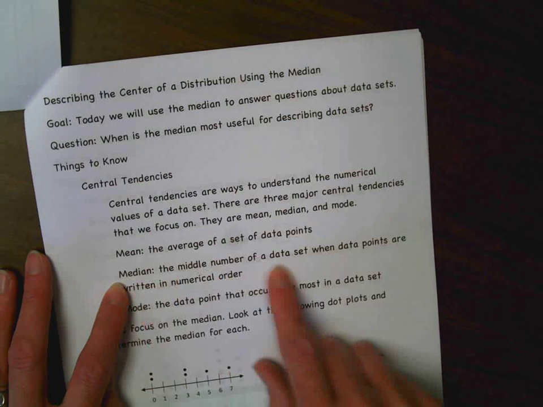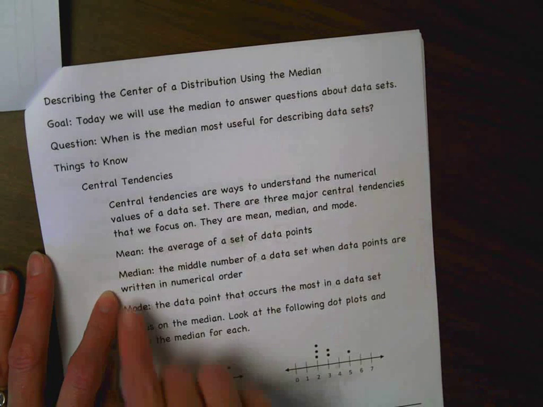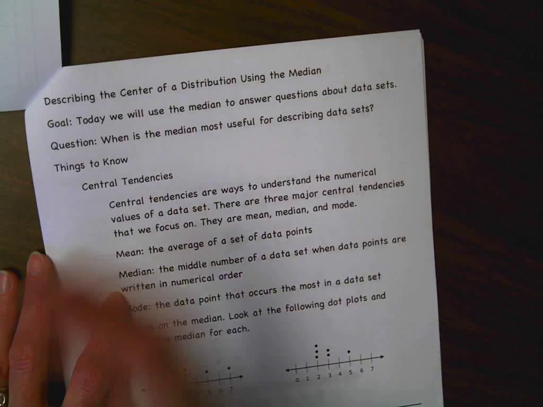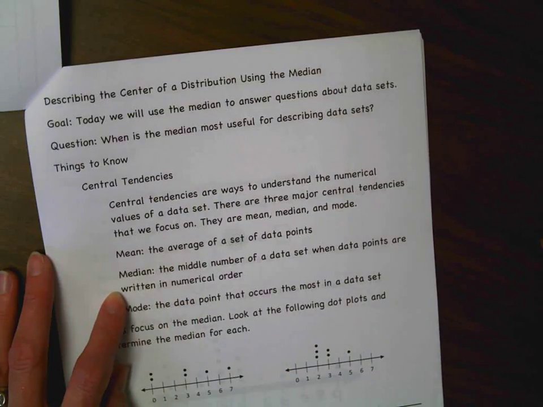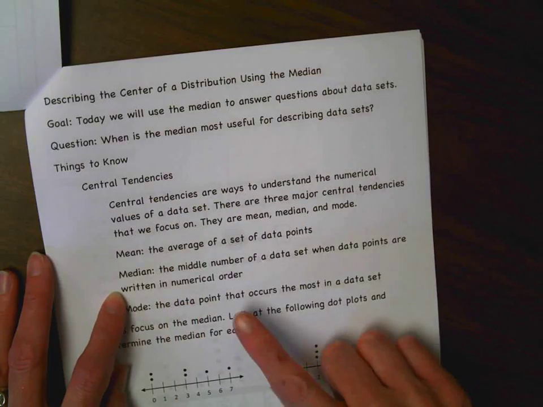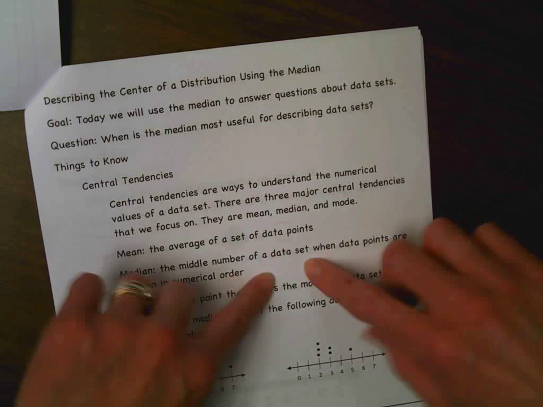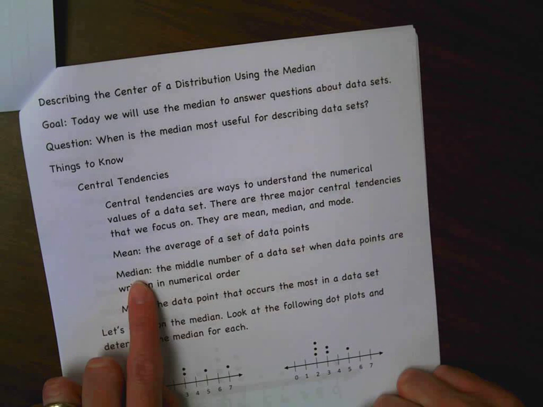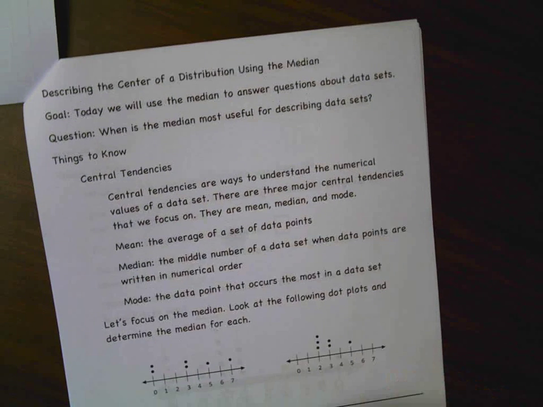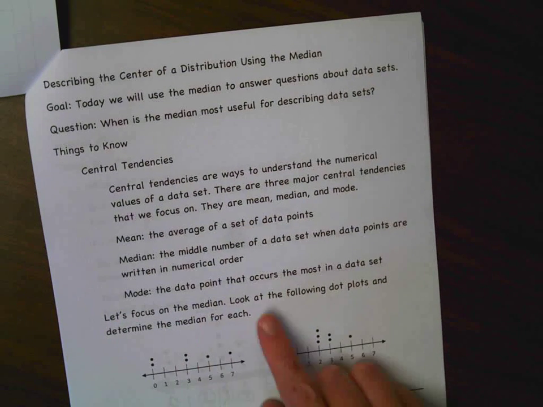The median is the middle number of the data set when the data points are written in numerical order. So you take all of those numbers that are in your data set and you write them in order from the smallest to the largest or the largest to the smallest, and then you move through until you get to the exact middle, and that's the median. Let's focus on the median.